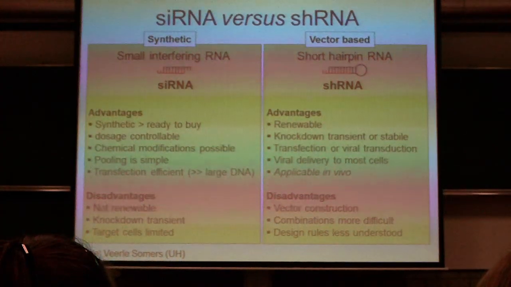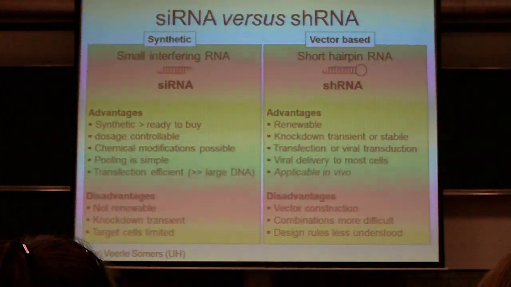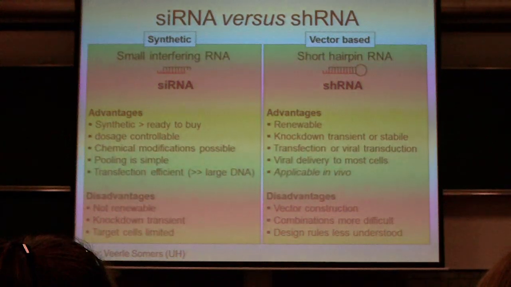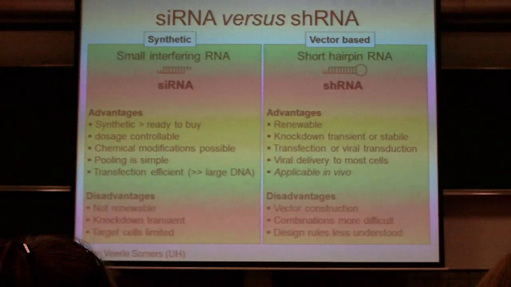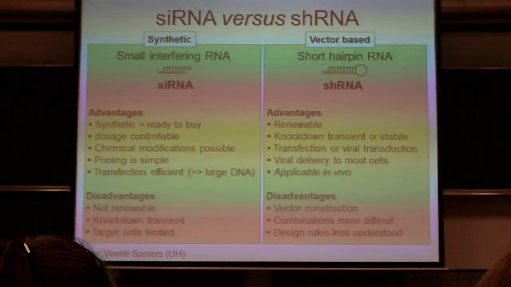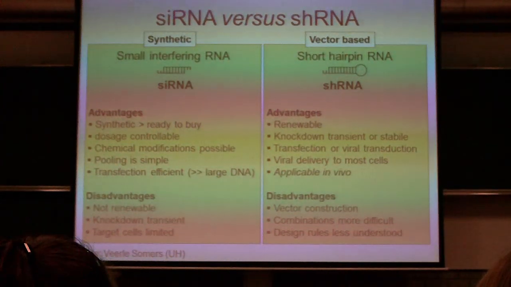The disadvantage is that the vector construction takes some time. You need to have a lot of knowledge inside your lab. It's more difficult to combine, for example, to pool several RNA molecules to target one single gene. And the design rules of these vectors are not really well understood. So you just go with what you get from the company, but actually you never know if it works.